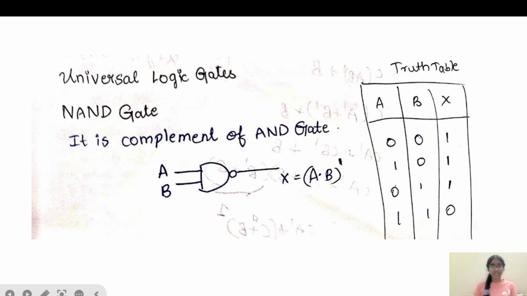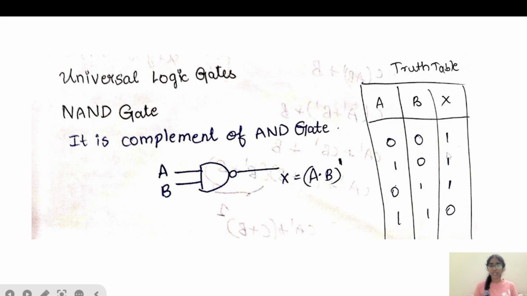This is how you represent NAND gate. It's simply using a D shape along with a circle at the end. When you take the input as 0 and 0, generally an AND gate is going to give 0. But here it's a NAND gate, so you get the complement of that. So when you get 0 in AND gate, in NAND you're going to get it as 1.